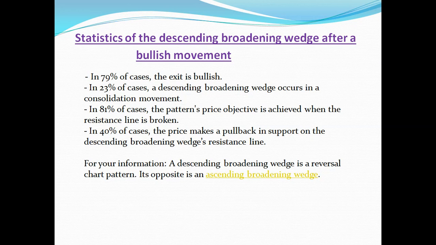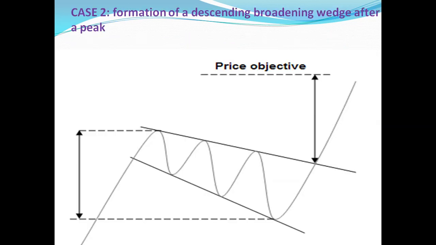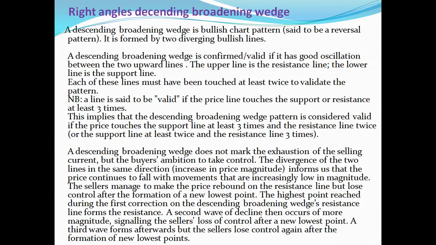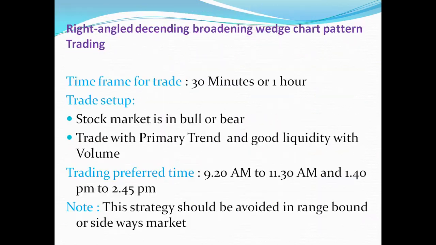For your information, the descending broadening wedge is a reversal chart pattern. It is the opposite of the ascending broadening wedge. So this is the way you can identify the pattern. Friends, I told you this is a reversal, so you can take a trade accordingly and plan.